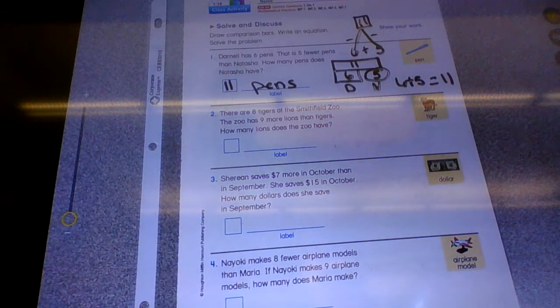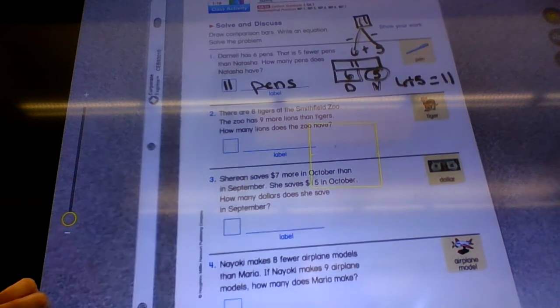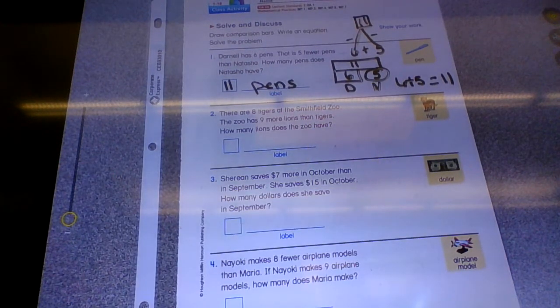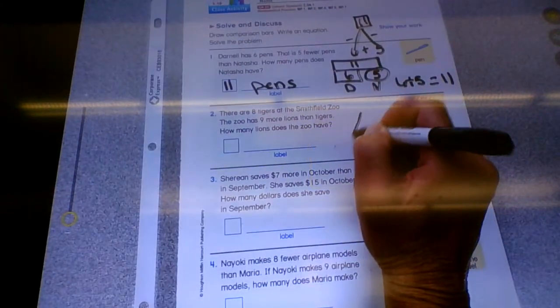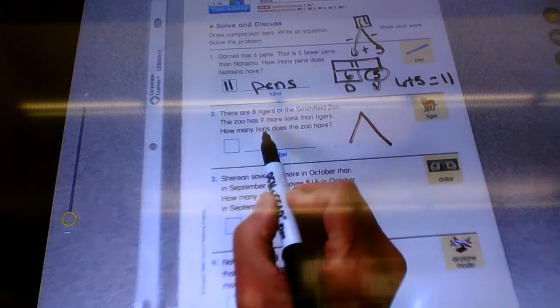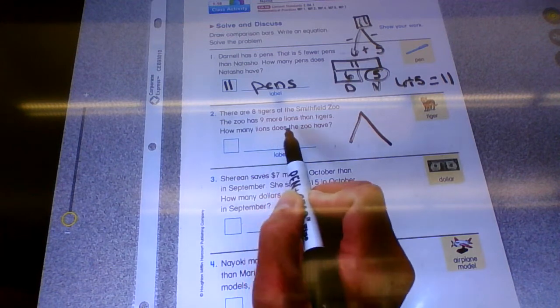There are 8 tigers at the Smithfield Zoo. The zoo has 9 more lions than tigers. How many lions does the zoo have? Okay, so we know there are 8 tigers, and there are 9 more lions than tigers. So it sounds similar to number 1 when Natasha has more pens than Darnell. Okay, so I'm going to just do the math mountain here. We don't have a total because we need to know how many lions are at the zoo.